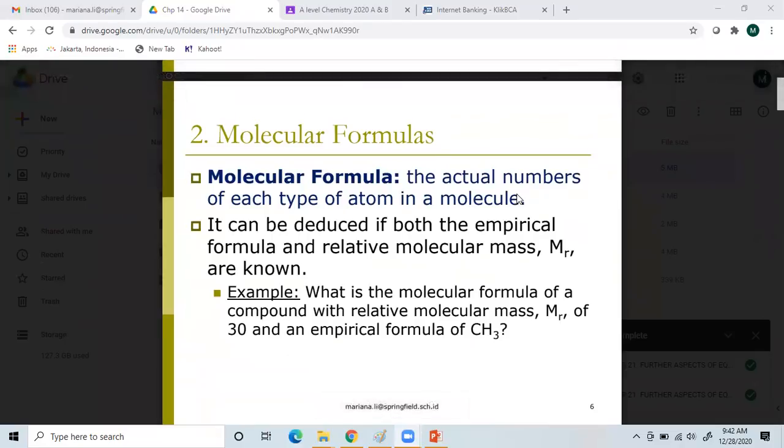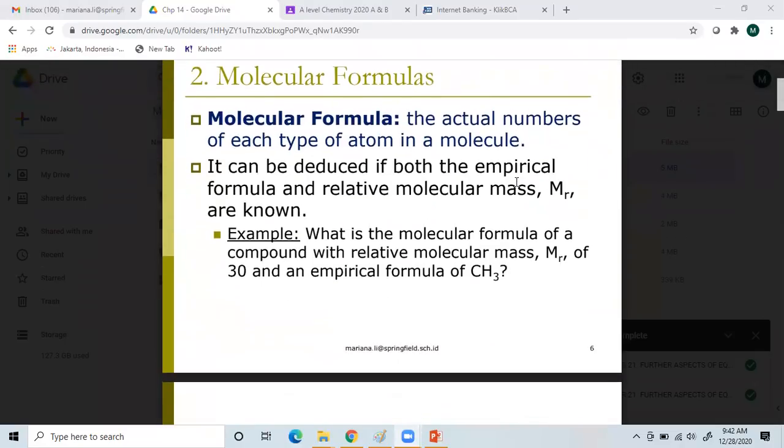The second is molecular formula. Molecular formula is the actual numbers of each type of atom in a molecule. It can be deduced if both the empirical formula and the relative molecular mass are known. So look at this example. What is the molecular formula for a compound with relative molecular mass 30 and the empirical formula CH3? The empirical formula times n equals its Mr. You should find the value of n. After you get the value of n, then you will get the molecular formula.